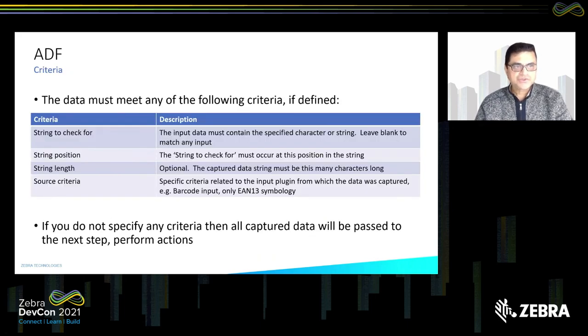It lets you set a number of criteria before the data is passed back. Check for a string. If the string exists, only then do certain things. And check for a string at a certain position and check for a string length. It must be at least these many characters long. And the source criteria, is it coming from barcode input? Is it code 128 only? Only then apply the ADF.